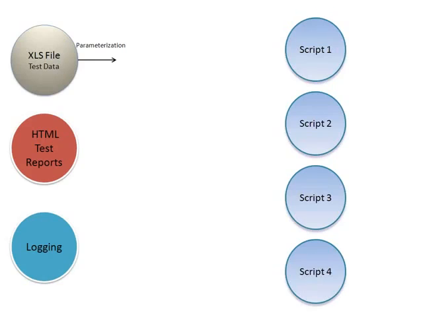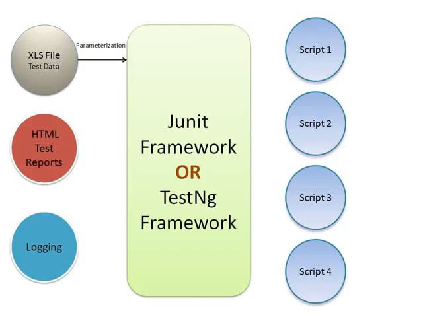Suppose the scripts take 5 hours to run. You need to know what happened at each and every minute. You need to log everything. So we need a kind of centralized controller which will read the test data, execute the scripts, generate the reports, and do the logging and everything. So that centralized controller is the JUnit or the TestNG framework.